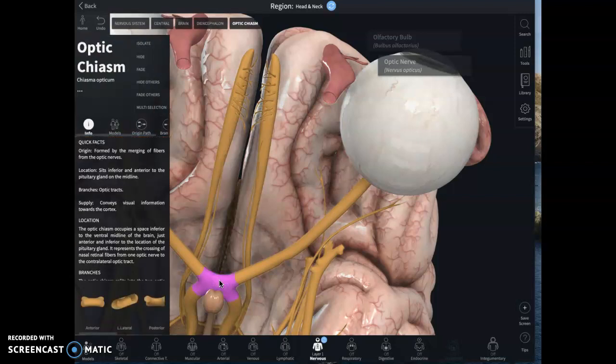And this structure we looked at in previous parts is the optic chiasm. And that is where signals from this eye cross over to this side, and this eye cross over to this side. So that's the optic chiasm.